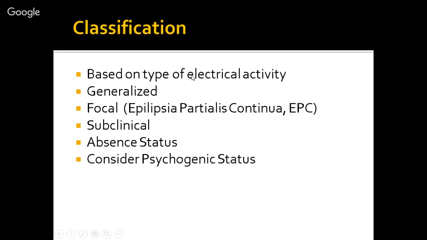Absence status is a rare phenomenon, but you can have persistent generalized spike and wave activity. Typically, you have a staring spell, and it can be persistent. And then psychogenic status. Psychogenic status would be pseudo-seizures that persist. Really hard to treat with seizure medicines. So generally, we treat with anxiolytics, and generally that will help more than the seizure medicines. Differentiating is difficult, almost impossible without an EEG.